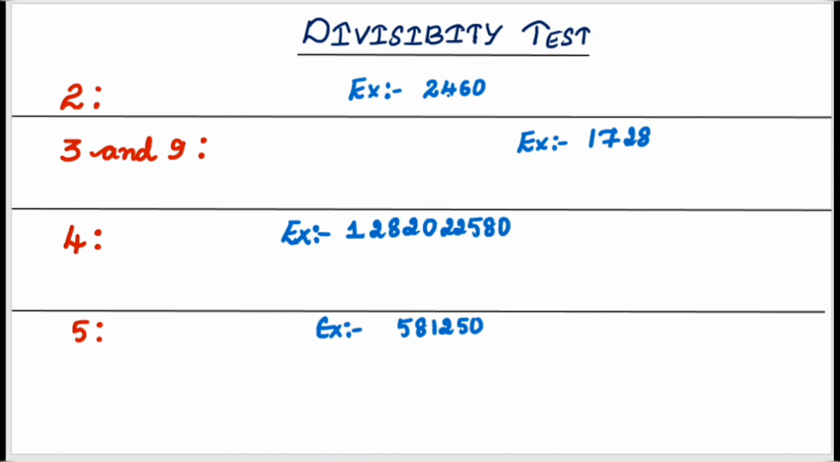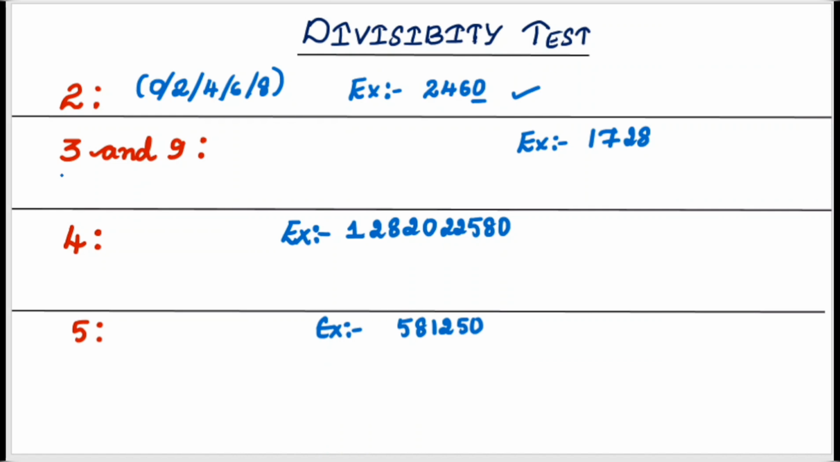In the unit place, the number should be 0, 2, 4, 6, or 8. Let us solve with an example. I have taken the example 2680. According to the divisibility test, in the unit place we should have 0, 2, 4, 6, or 8. So in the units place I have the number 0. Then this number is divisible by 2. I hope everyone is clear.